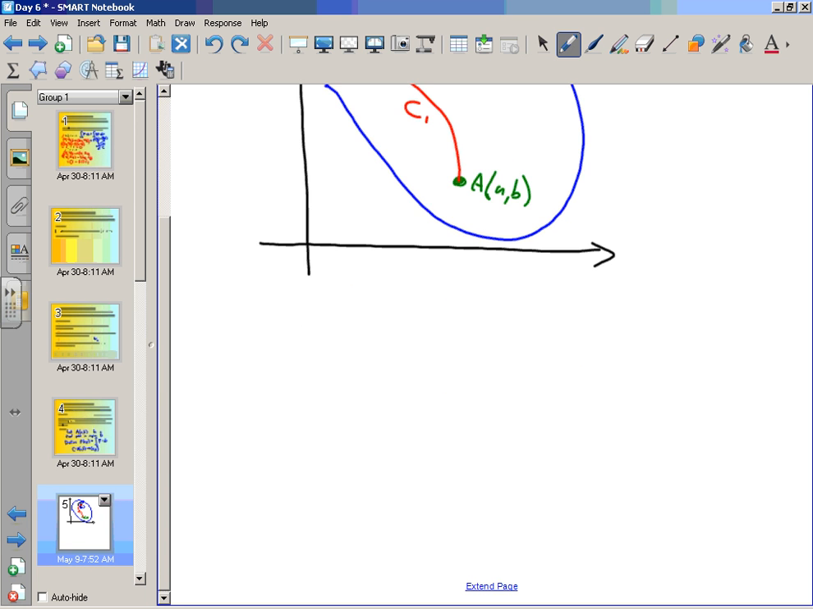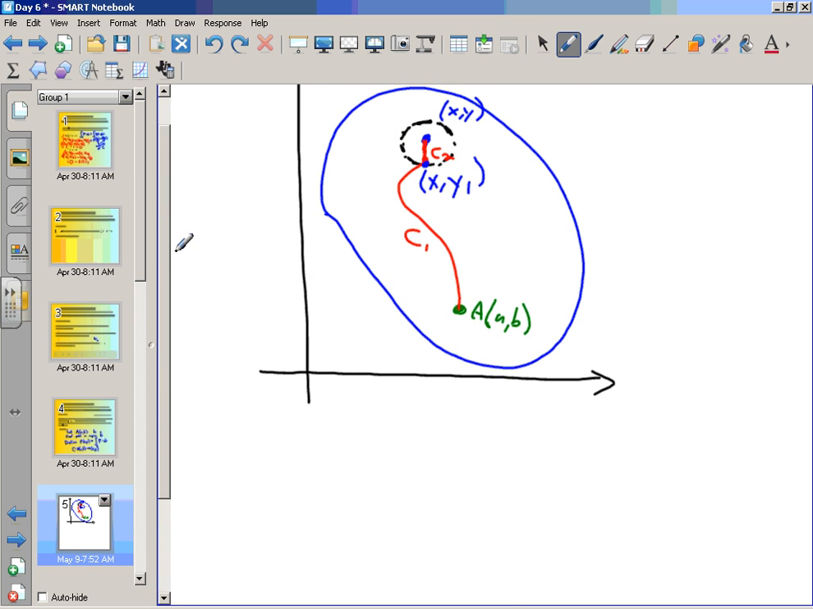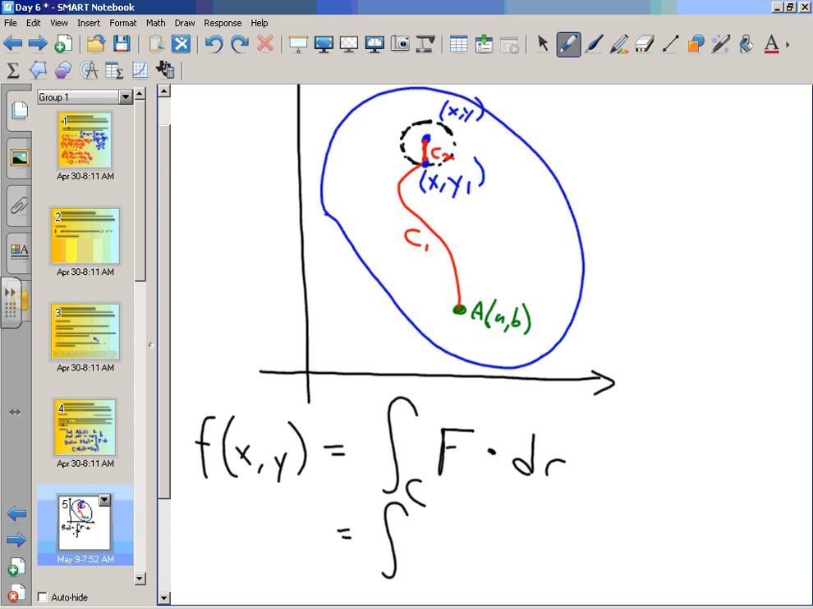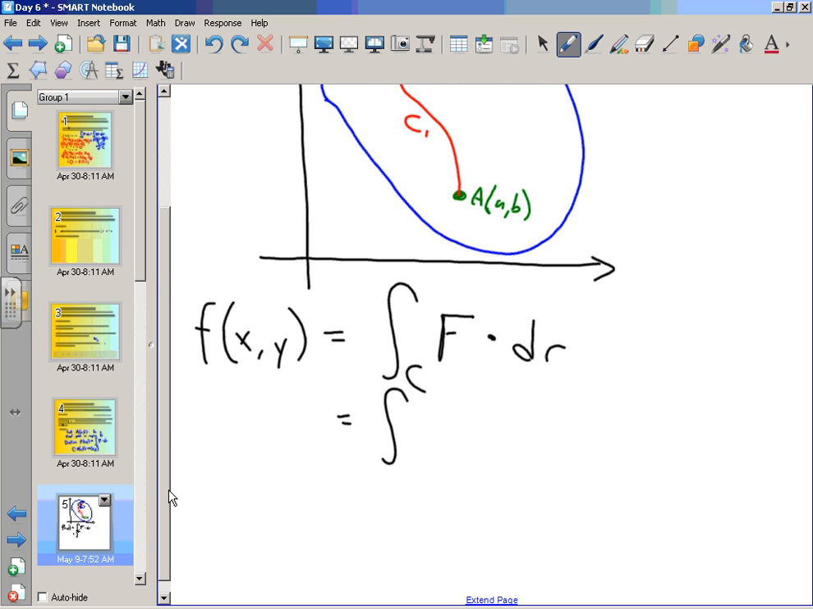Okay, so we called this whole curve C, and the way we defined f of (x, y) was the integral along C, which is going to be the integral along C1 plus the integral along C2.